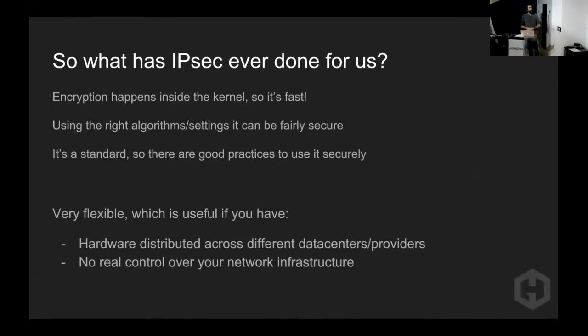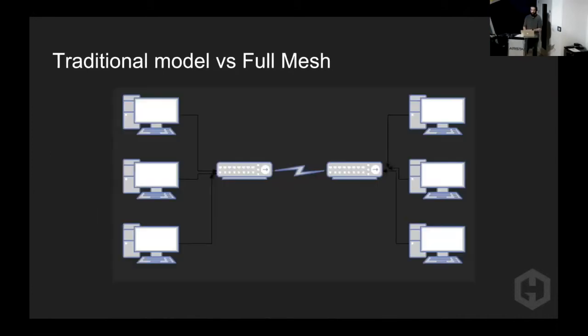So what good has IPsec for us? The main thing is, as encryption happens inside the kernel, it's very, very fast. It's not like any VPN that happens in user space that's gonna become a bottleneck if you're sending reasonable amounts of traffic. If you have the right algorithm settings for it, it can be very secure. As complex as this is, it's a standard, which means a lot of people have been using it, and there are a fair amount of good practices for it. It's also very flexible. So now we're looking at the traditional model based on full mesh.